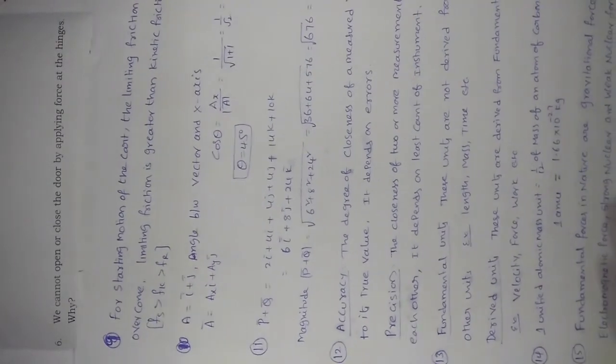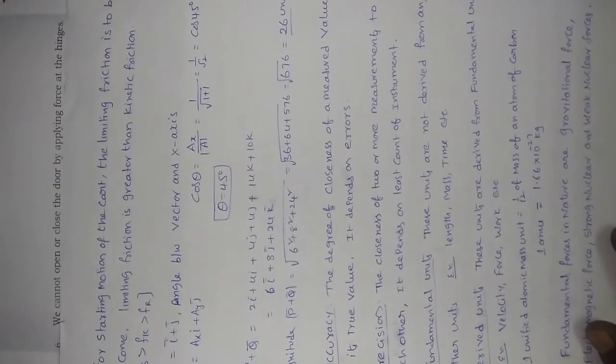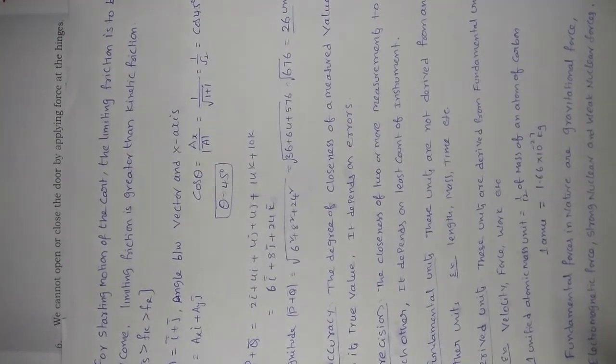So for accuracy, the first definition will be like this: the degree of closeness of the measured value to its true value is nothing but accuracy. You can also write that it depends on errors. Next, precision. Precision means the closeness of two or more measurements to each other. You can write as a second point that it depends on the least count of the given instrument. That is the 12th question, a very important one.